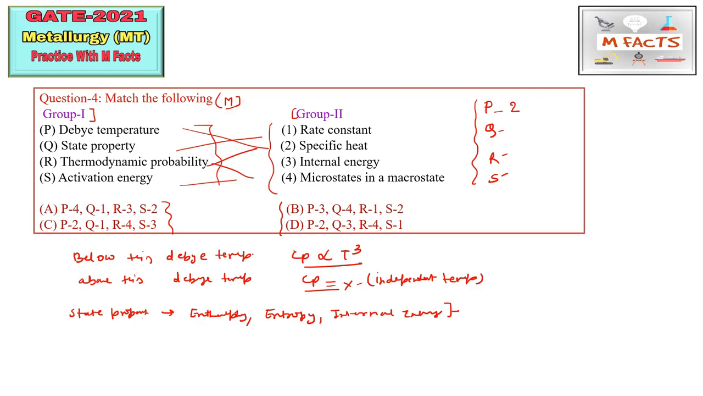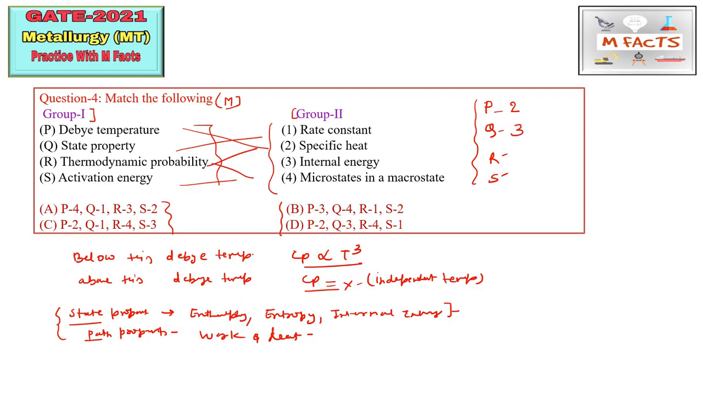And some properties are path properties. You can say path function or state function. Work and heat are path functions. These two terms, state property and path property, are used in thermodynamics. I have already introduced them when we talked about intensive and extensive properties of a material. So state property you can match by internal energy. So P we can match by 3.